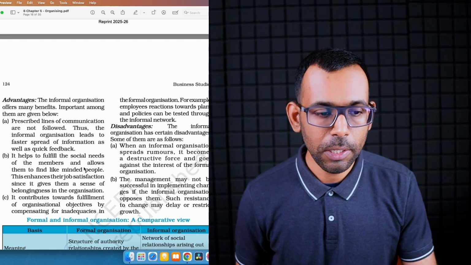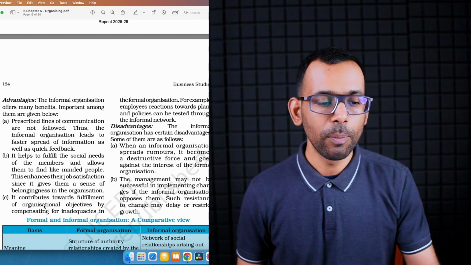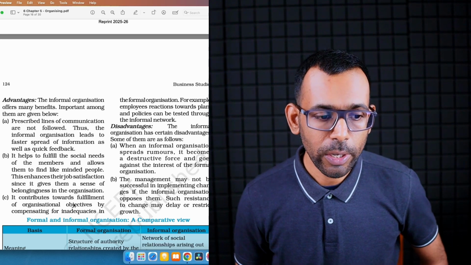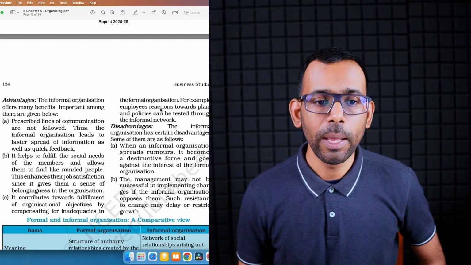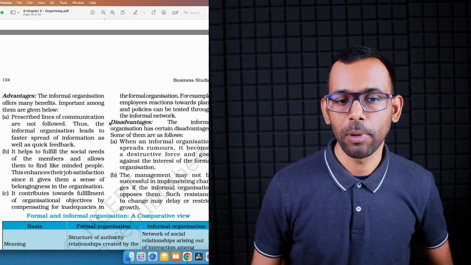The informal organization helps people to get their social needs fulfilled. The third point is it contributes towards fulfillment of organizational objectives by compensating for inadequacies in the formal organization. For example, employees' reaction towards plans and policies can be tested through the informal network.